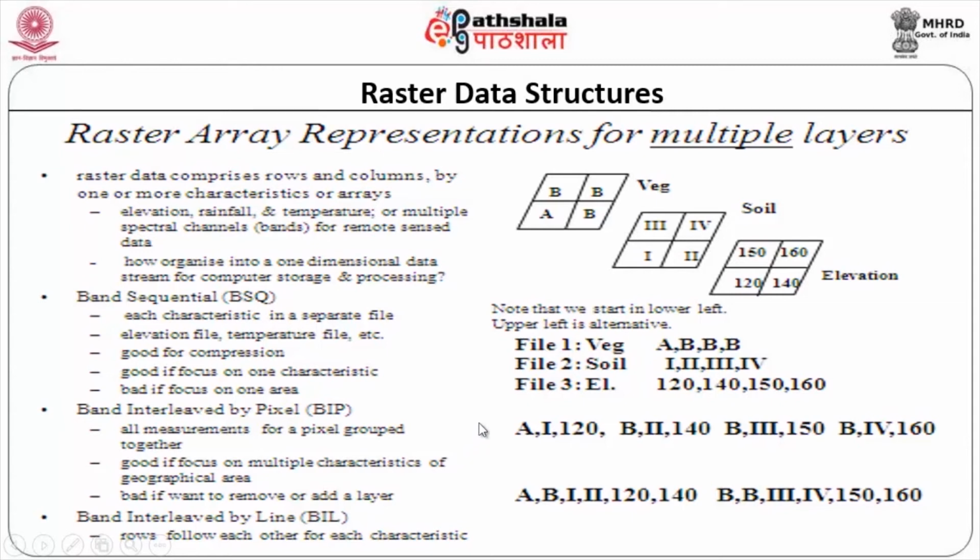Then it is band interleaved by line. What does it do? Simple, same thing. This line may have 100,000 or 1,000,000 data. The first line of the first band, first line of the second band, first line of the third band, and the fourth band. Then the second line of the first band, second band, third band, fourth band. So, band interleaved by line. We normally call them BSQ, BIP and BIL formats. This is how satellite data for remote sensing is stored.